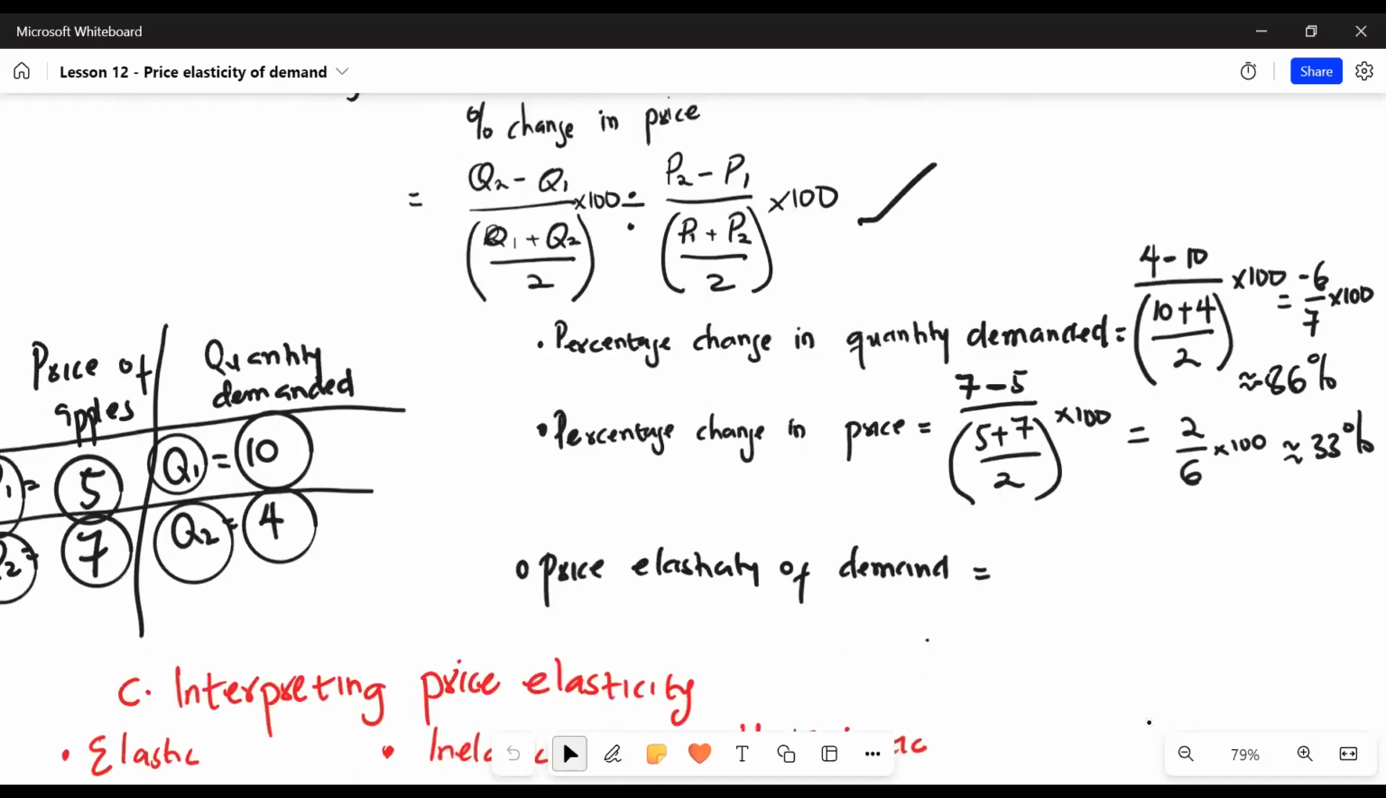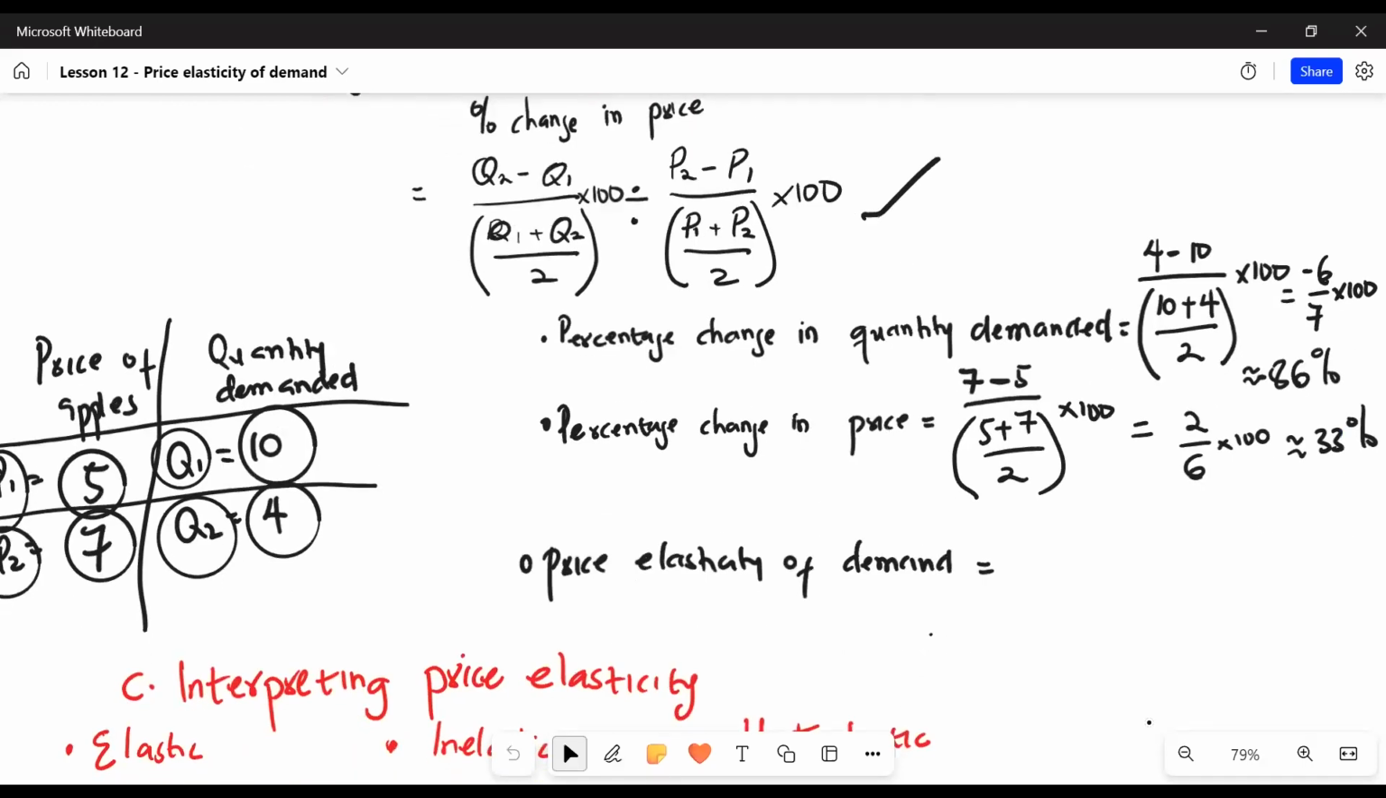Now, to calculate the price elasticity of demand, we need to divide the percentage change in quantity by the percentage change in price. Percentage change in quantity is minus 86% and percentage change in price is 33%. This gives us an approximate value of minus 2.6. Now, the price elasticity of demand is negative, just showing us that there's a negative relationship between price and quantity, as shown by the law of demand.